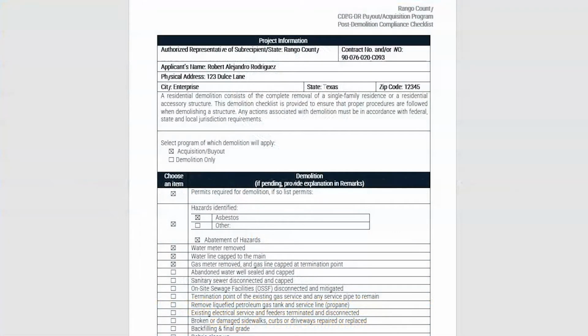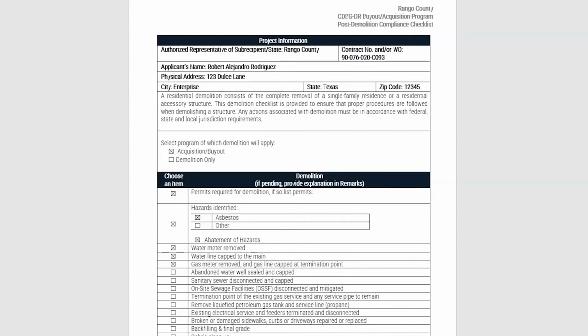The Post-Demolition Compliance Checklist must be completed by the subrecipient and the demolition contractor for each buyout or acquisition property that is acquired and demolished, certifying the demolition followed program and federal requirements on each site. This form should be completed in a phased approach.